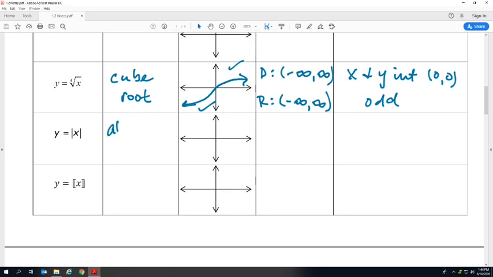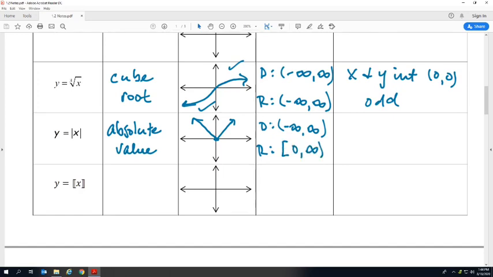The next one is called the absolute value function. It looks like a V shape. If I can make that, sorry. Its domain is all real numbers. Goes forever to the left and right. Its range, it doesn't go any lower than 0, but it does include 0, so it goes from 0 to infinity. It also has an x and y intercept at 0, 0. And it's considered even. Again, what makes an even function is the fact that it reflects over the y-axis right there.